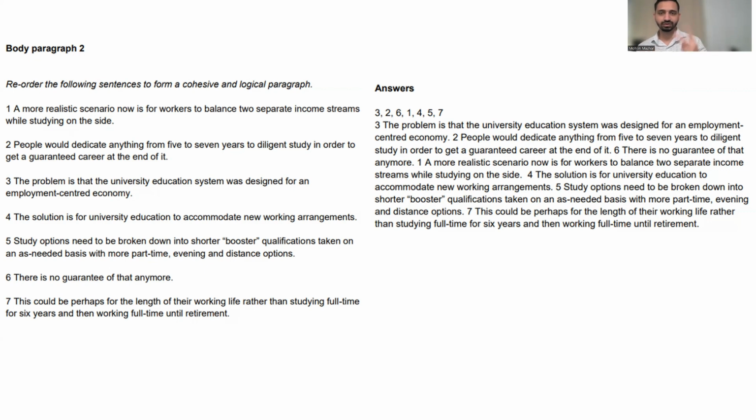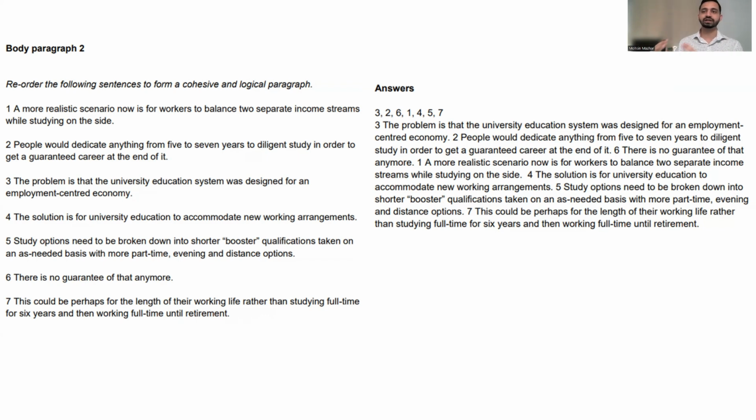Let's talk about number 2. Number 2 is the second sentence. People would dedicate anything from 5 to 7 years to diligent study in order to get a guaranteed career at the end of it, right? So it's again talking about people studying for 5 to 7 years in universities to be able to get into that employment market. Number 6: there is no guarantee of that anymore. What is that? It's talking about the guaranteed career, right? There is no guarantee of that anymore. So it connects with that, right?